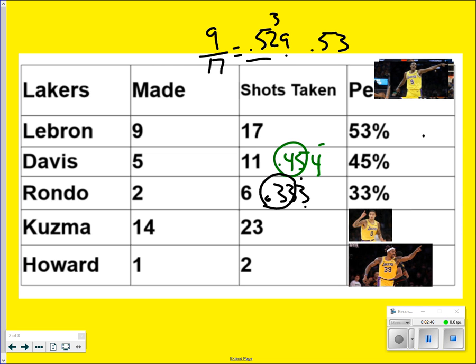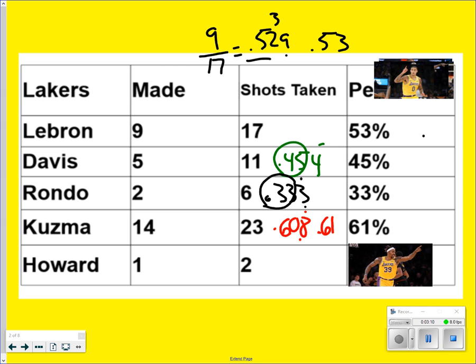14 divided by 23 gives me 0.608 as my 3 numbers after the decimal. This 8 will cause this 0 to round up to 0.61. He shot 61%. It's a good thing he shot the ball so much because he was making a lot of baskets. Next up we have Dwight Howard.